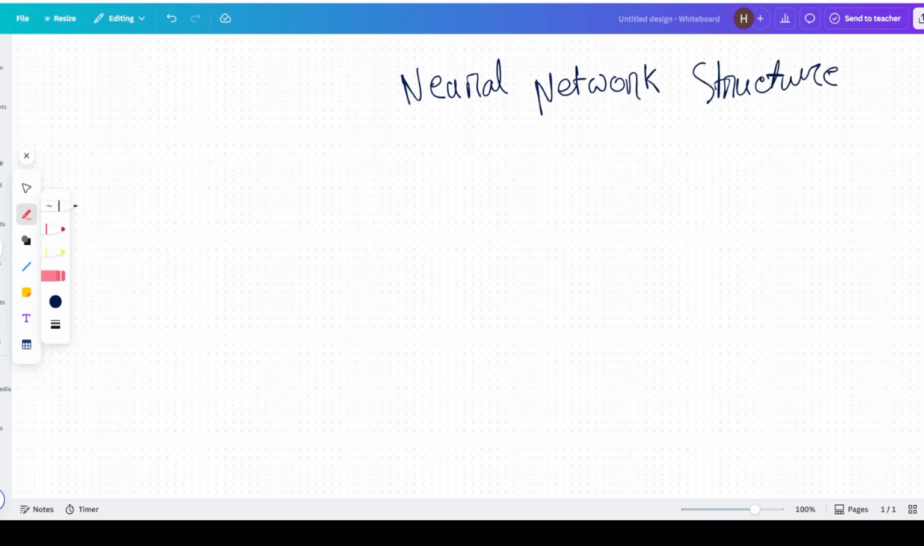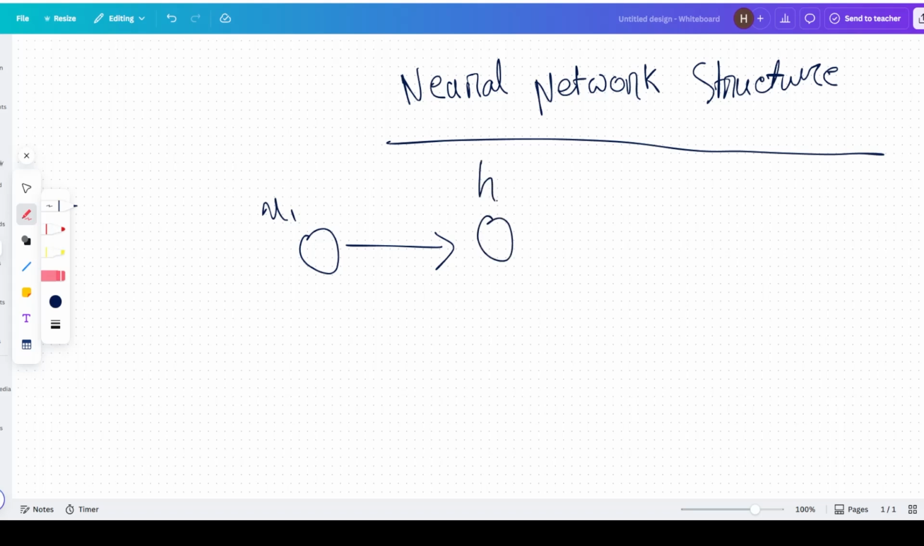Okay, so if we have a neural network structure, let's say I have a single neuron here. This is my x1. Then we have some hidden layer. Let's say this is my hidden layer, and this is my output.